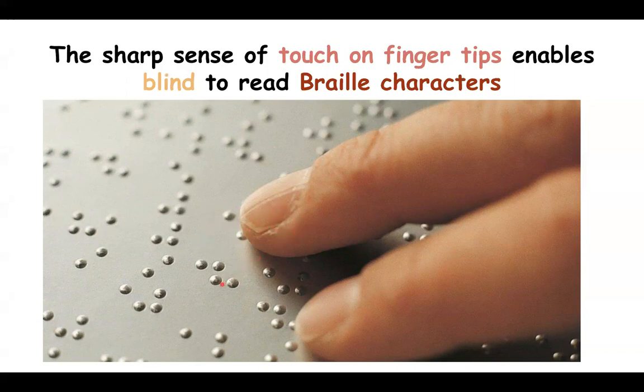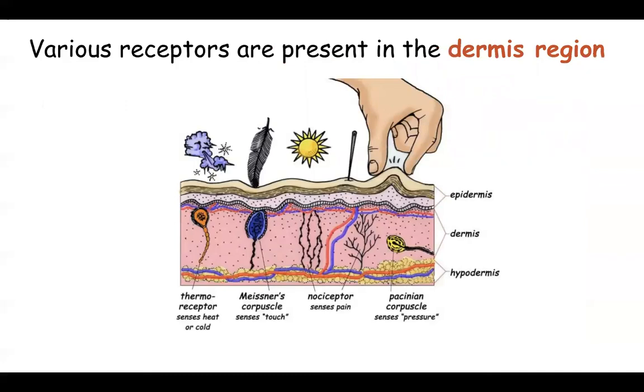So you have various receptors present in the dermis, whether it is thermoreceptors, which perceive heat, whether it is Meissner's corpuscles, which perceive touch, whether it is nociceptors, which perceive sense of pain, or Pacinian corpuscles, which perceive pressure. All these receptors are located in the dermal papillae region of the dermis, making the dermis an excellent sense organ. So in other words, the skin is an excellent sense organ because of these receptors.